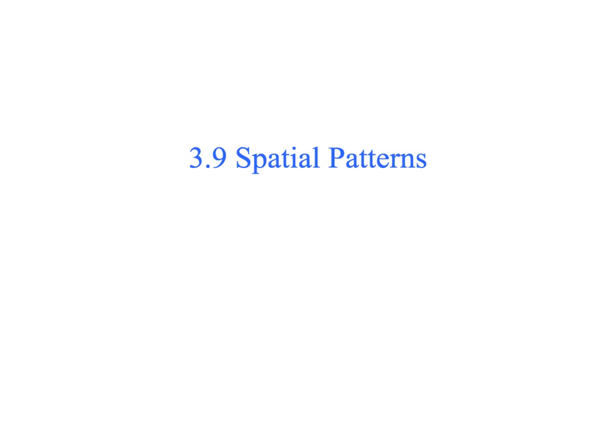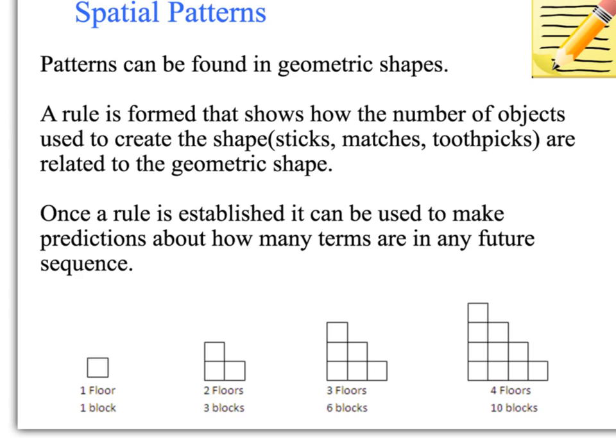Today we're talking about spatial patterns, which is 3.9 in our textbook. Now, spatial patterns can be found in geometric shapes. So you form a rule to show how many objects are used to create the shape. For example, you might have 6 sticks to make up a shape. We might have matches, toothpicks, and you can see the example down the bottom here.